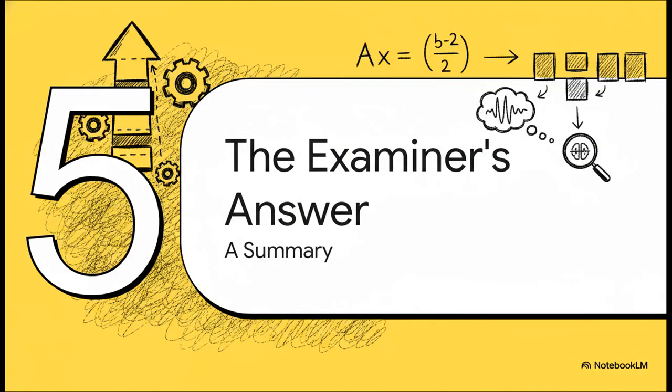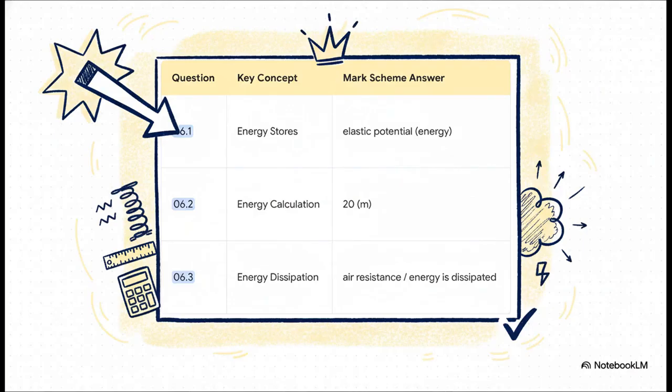Okay, let's zoom out and put this all together. By breaking this problem down into tiny, manageable chunks, we can see exactly what the examiner wants at every single stage. It's not just about getting that final number. It's about proving you understand the physics concepts every step of the way. And look at this. This one table is basically your perfect revision tool for this problem. It links the question number directly to the core physics idea being tested, and it shows you the exact answer the mark scheme is looking for. This right here is the blueprint for getting full marks.